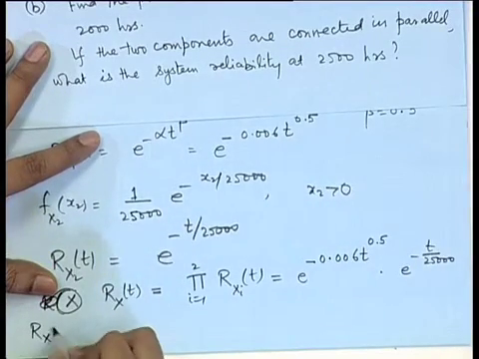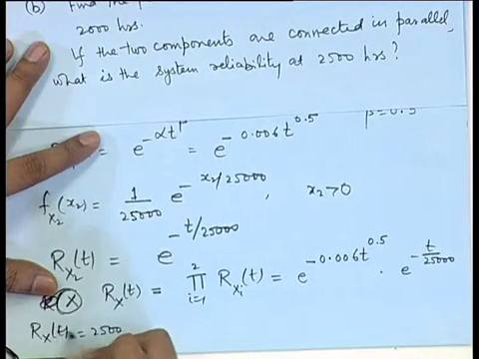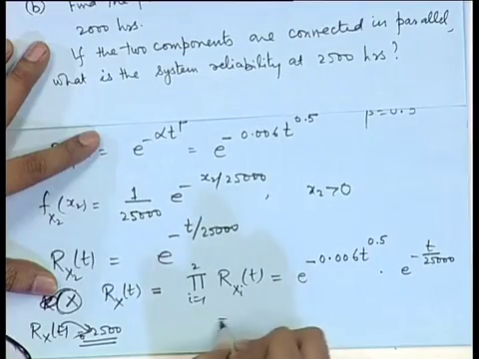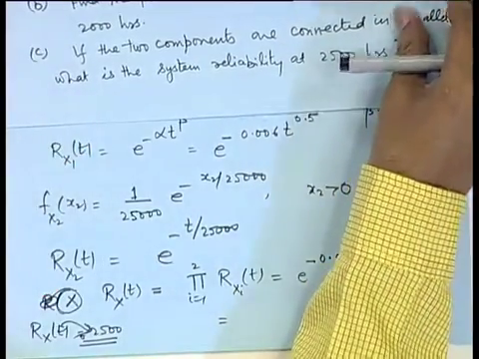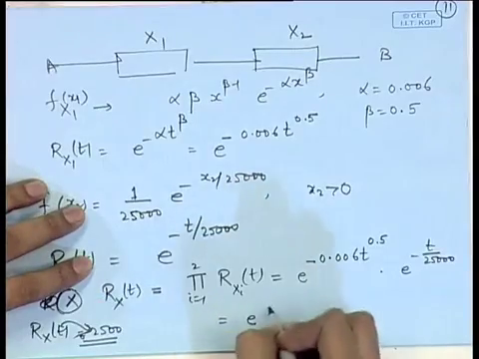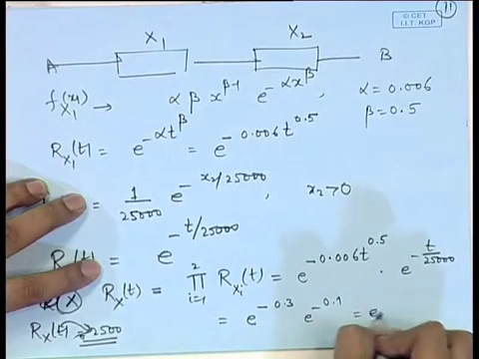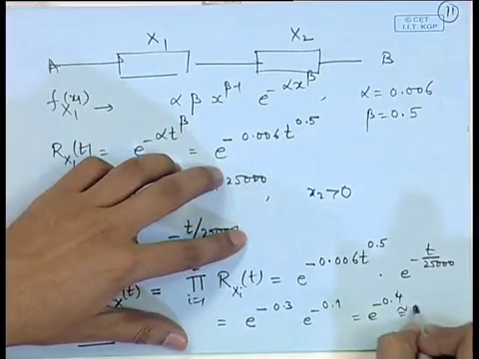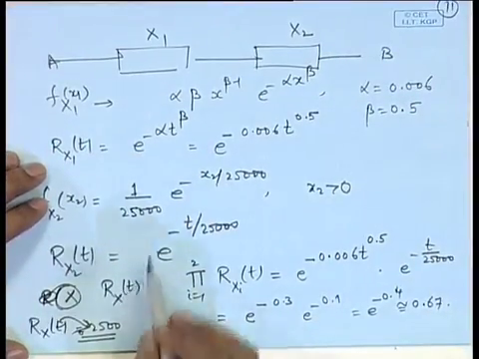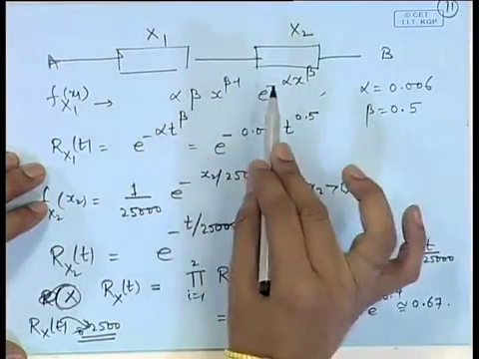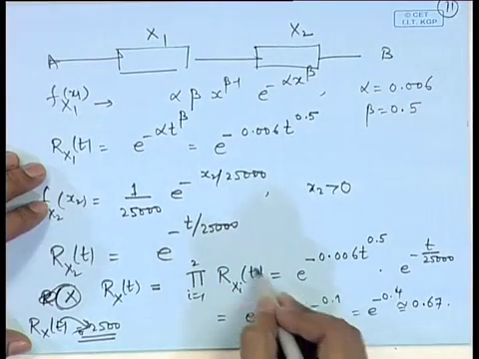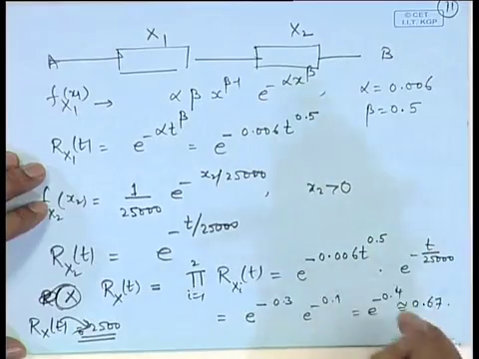So, if we are calculating the system reliability at 2500 hours, at t is equal to 2500, then after substitution, this value is evaluated to be e to the power minus 0.3, and this one will become e to the power minus 0.1, that is equal to e to the power minus 0.4, which is approximately 0.67. So, the reliability of the compound system, which consists of two components connected in series, can be evaluated by multiplying out the reliabilities of the individual components at the given time.